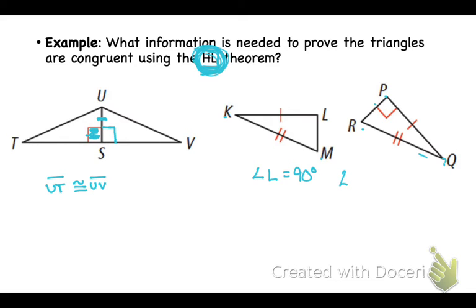Or you can write angle L is right. Could I put right? So you could put either one. I like the 90 degrees. But if I knew that, would these two triangles be congruent by hypotenuse leg? Yes.